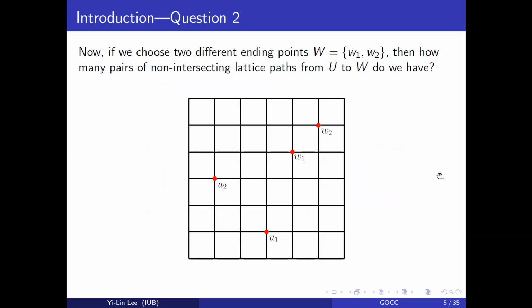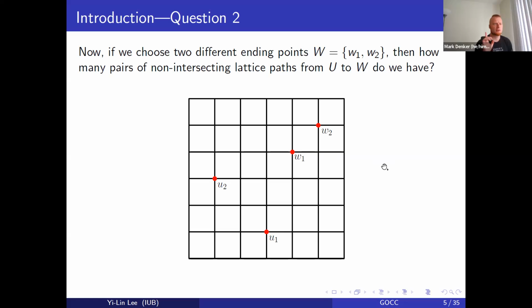The second question is that if we slightly change to two different ending points, let's say W1, W2 here, and we ask the same question: how many pairs of non-intersecting lattice paths from U to W do we have? The first question can be answered by the Lindstrom-Gessel-Viennot theorem that we will see later on. But for the second question, there are some issues.